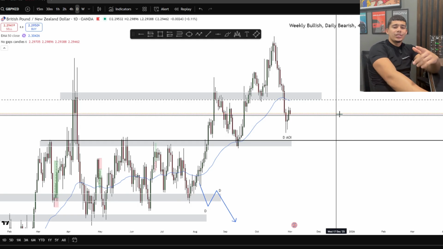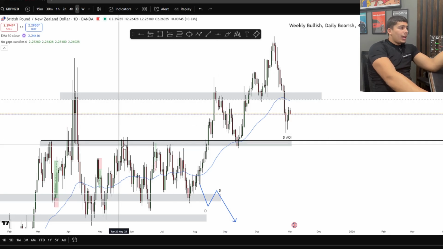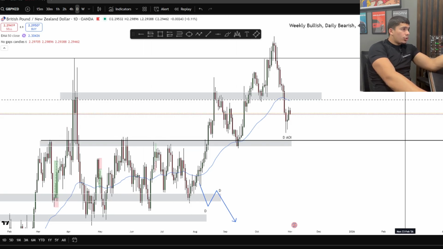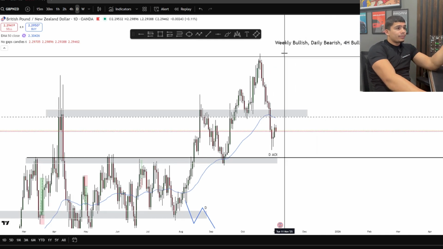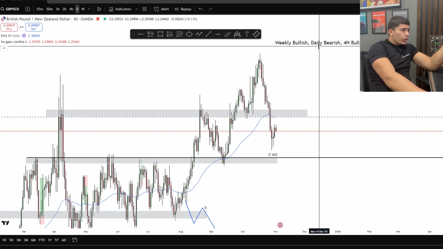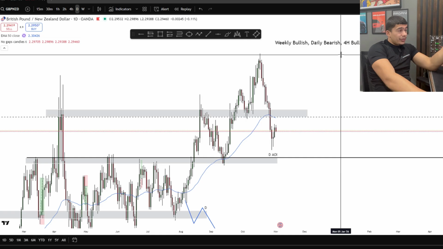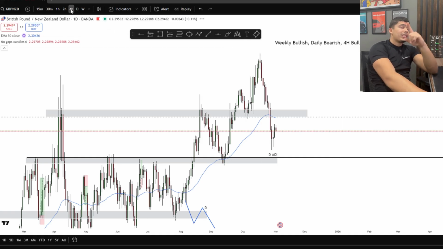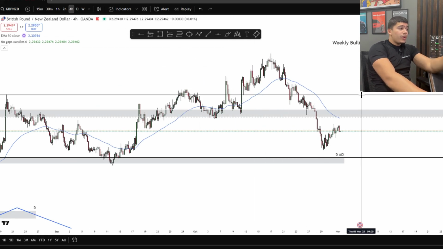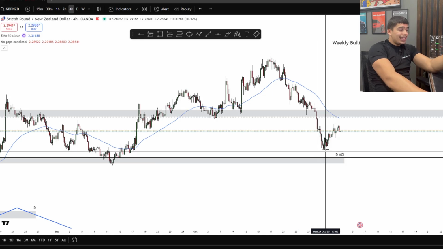The reason why is because it just looks better, it behaves better, and I like how it flows throughout this market here. So we have weekly bullish, daily bearish, and the 4-hour is bearish. So we're going to be taking some sells here. I'm not looking for any buys, I'm looking for these sells.